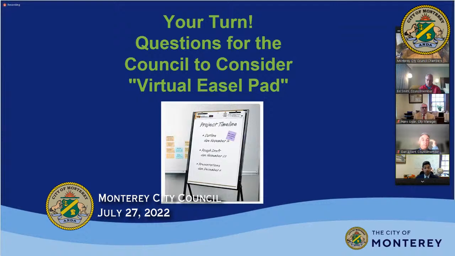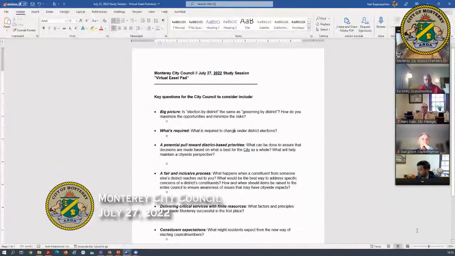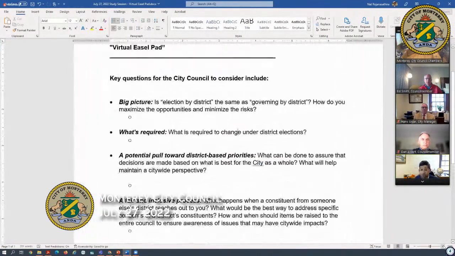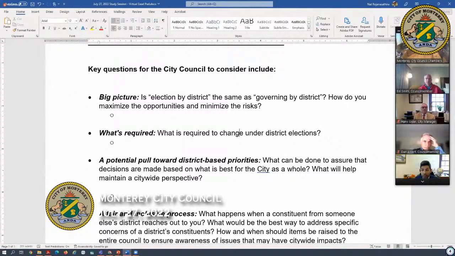So what we'd like to do for this segment of the program is turn it back over to council. We have a few questions that we've posed, and these are questions that ILG has asked when they've had facilitated efforts with city councils that have made this transition to district-based elections. We've modified some of these questions as well. But what I'd like to do is quickly transition over to a virtual easel pad, if you will, and we're going to ask you some questions and get feedback from council.